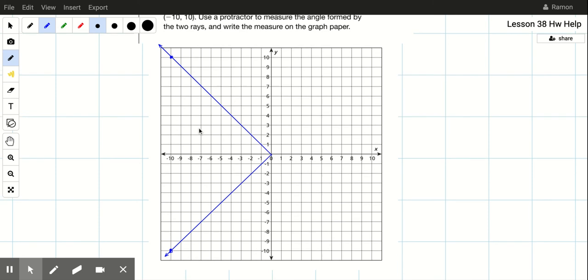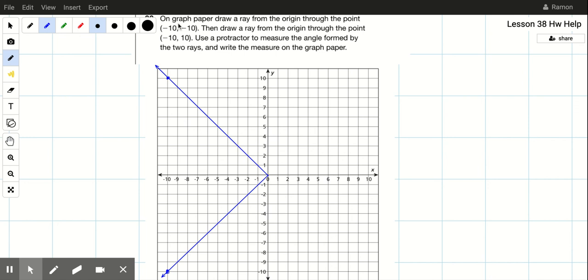In certain instances where you have coordinate points that the only difference between them is the sign, you're going to end up with either 90-degree angles or 180-degree angles. For example, if this was 10, -10, that would give you a straight line, which is 180 degrees. Now, if this was not -10, -10, but instead 10, 10, you would also see that it would give you 90 degrees. So in this instance, we have a right angle, which means that the measure is 90 degrees.